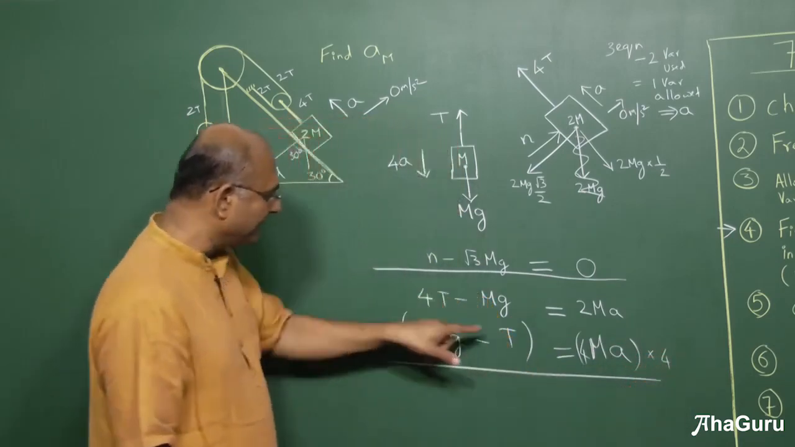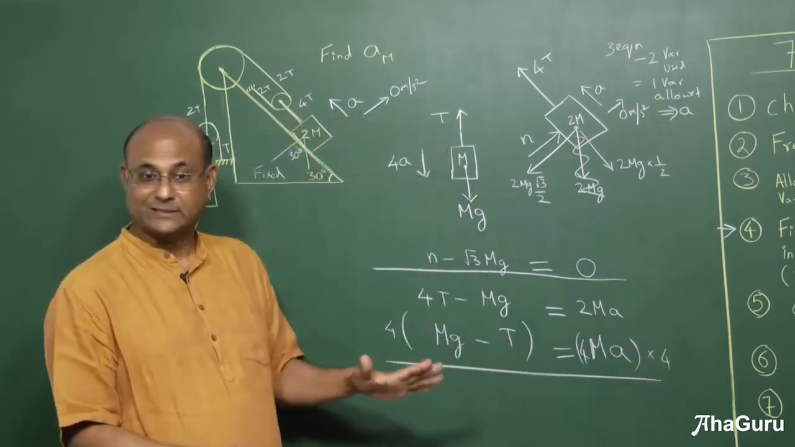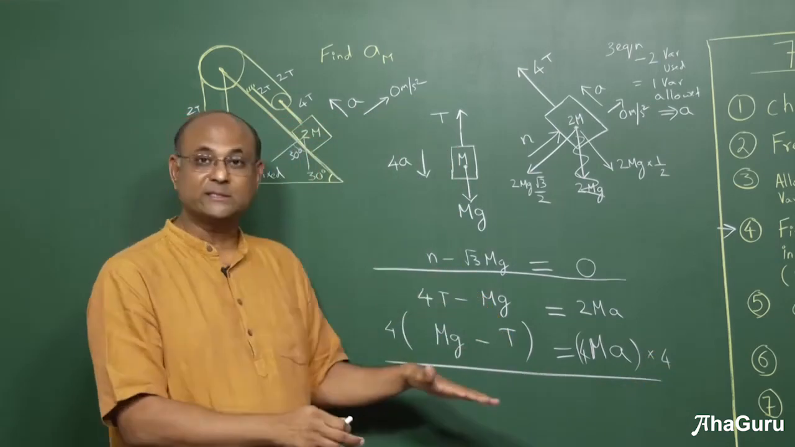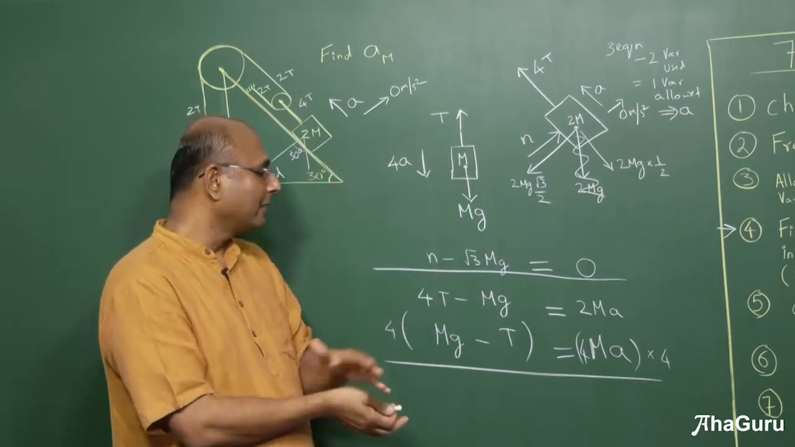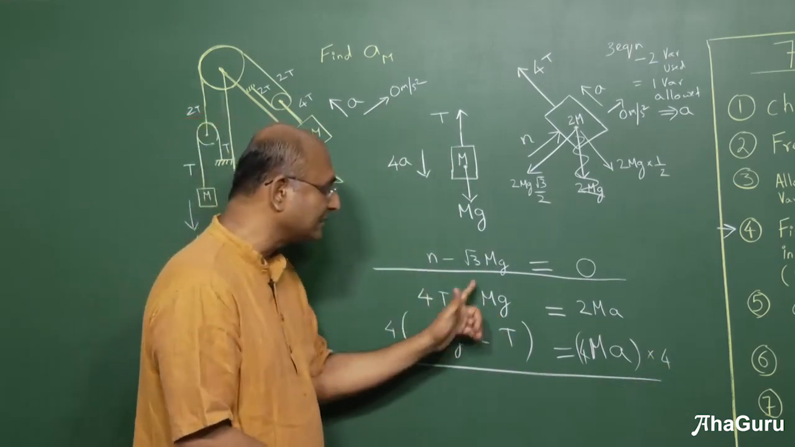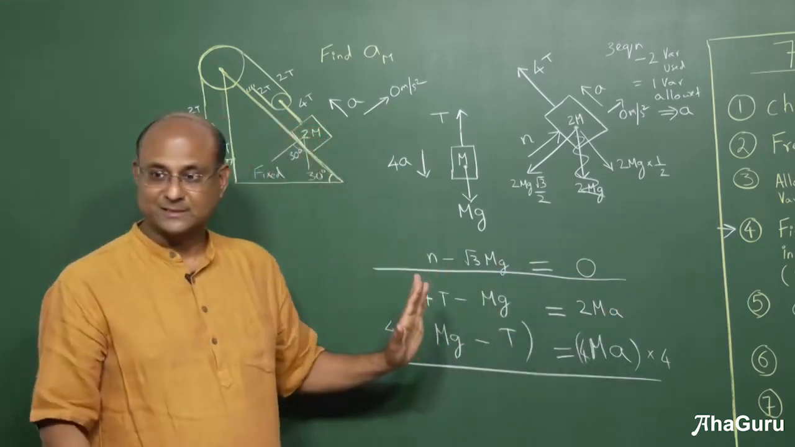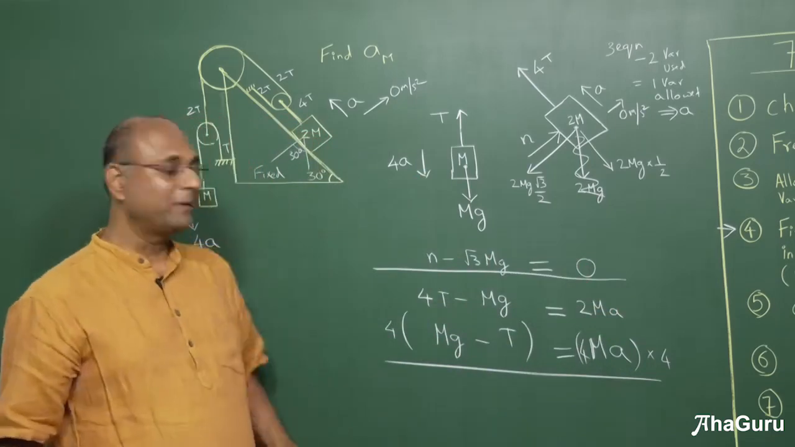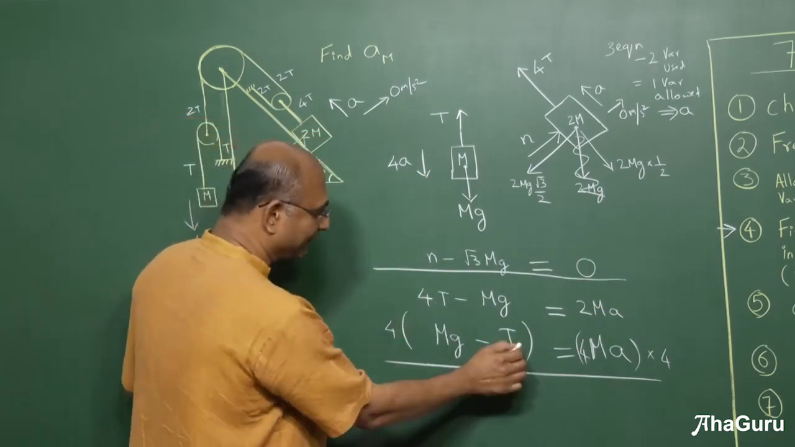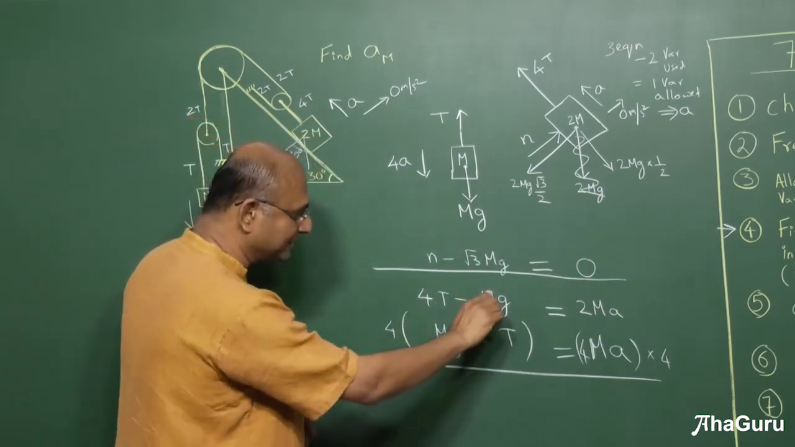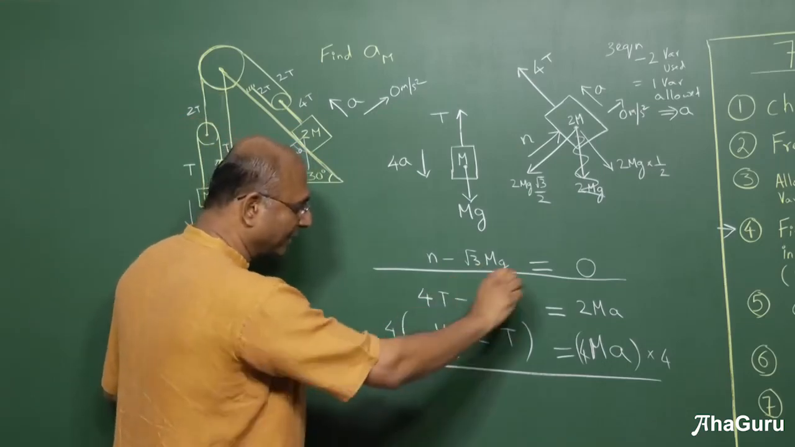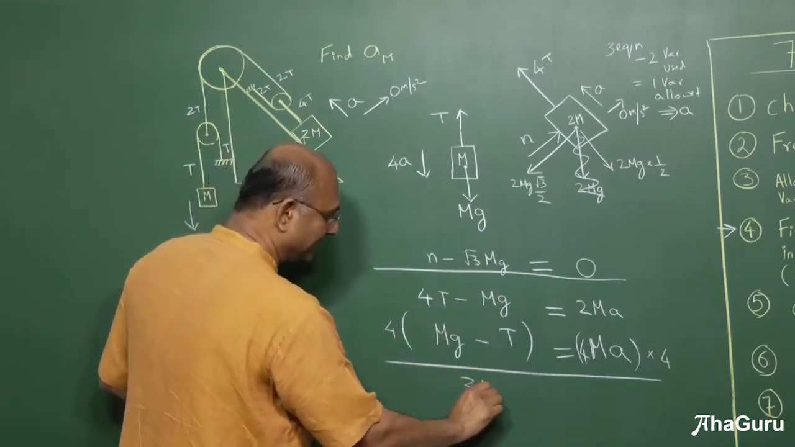And now if I add, this 4t and that 4t cancels. Always solve equations by eliminating. Don't try to substitute. Don't write 4t is equal to mg plus 2ma and then substitute. It's a big mess. Try to see if you can cancel it out by elimination. Anyway, so once I have cancelled 4t, this is 4mg, that was mg minus mg. So together it is 3mg.